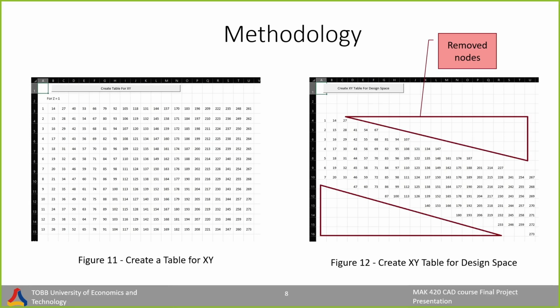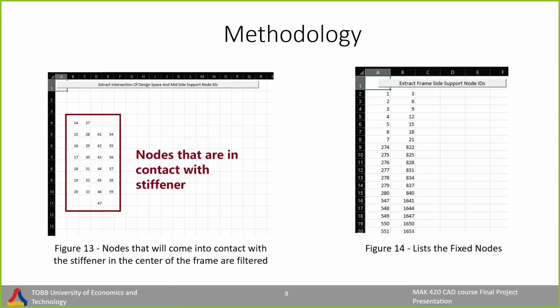When performing topology optimization, it is important to identify the nodes that are located within the design space, as these nodes are the ones that will be considered during the optimization process. In figure 13, nodes that will come into contact with the stiffener in the center of the frame are filtered. Fixed nodes are essential in our project because there are certain parts that need to be fixed. The macro in figure 14 helps us identify these fixed nodes, which can then be used to ensure that the design meets the necessary structural requirements.